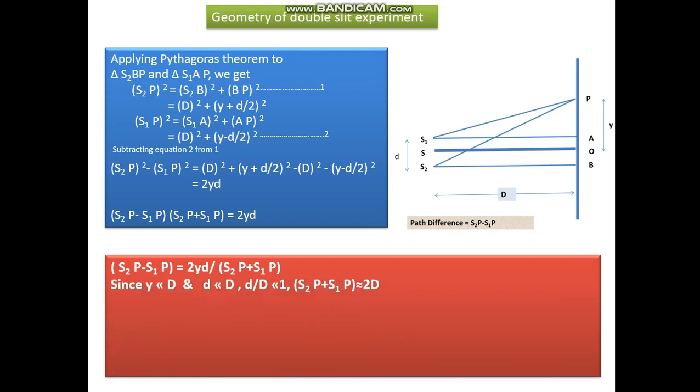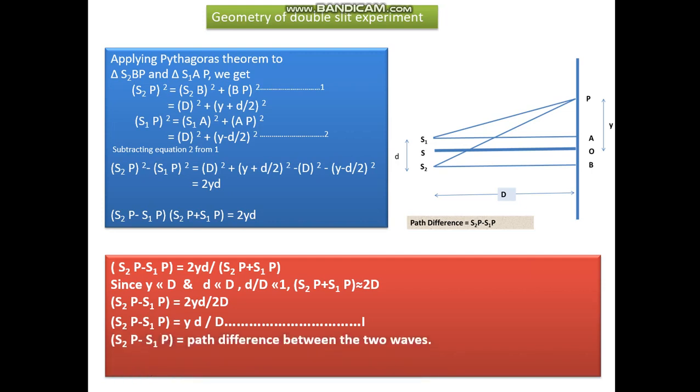Since y is much less than capital D and the distance between the two slits, small d, is much less than capital D, d by D is much less than 1. S2P and S1P are almost the same, so we can write the sum as 2D. Therefore, S2P minus S1P is equal to 2yd upon 2D, which is yd by D. S2P minus S1P is the path difference between the two waves.